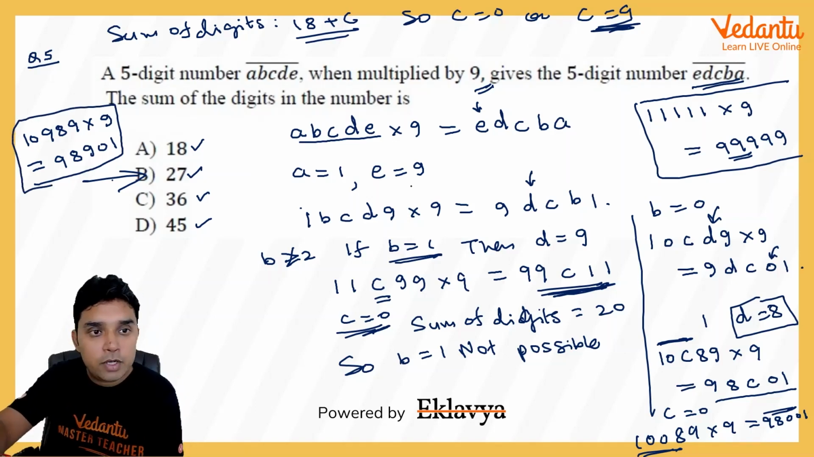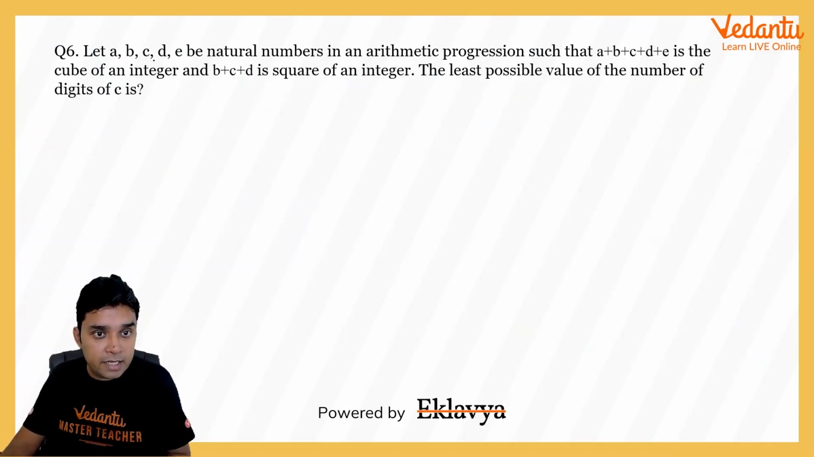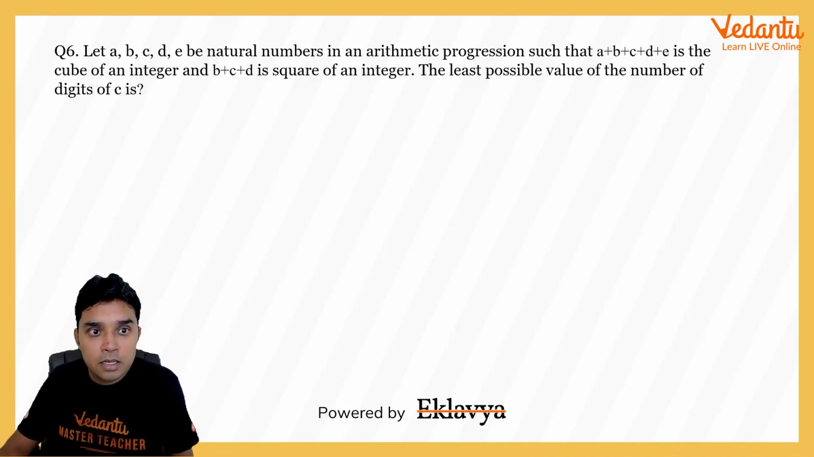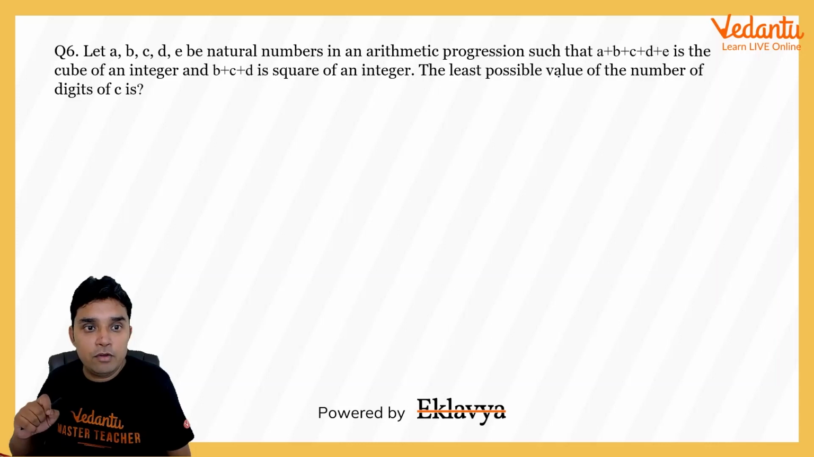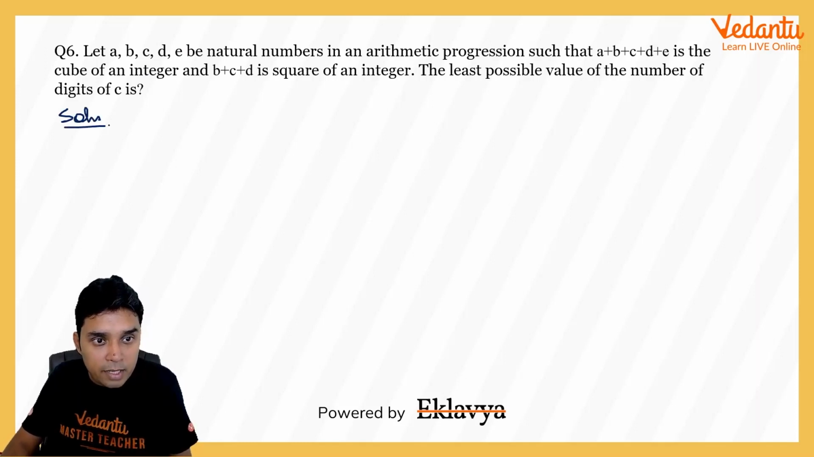Okay, now coming to the next question, it is again from previous year KVPY. It says A, B, C, D, E be natural numbers in an AP such that A plus B plus C plus D is the cube of an integer and B plus C plus D is the square of an integer, then the least possible value of the number of digits of C is. Okay, so please understand that there is a property in AP that if B, C, D are in AP, then B plus D is equal to 2C.